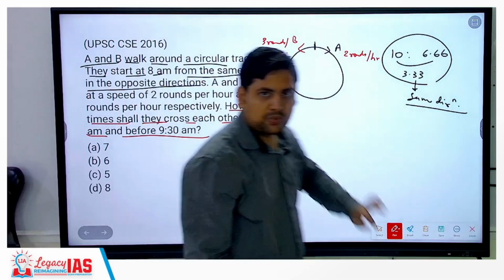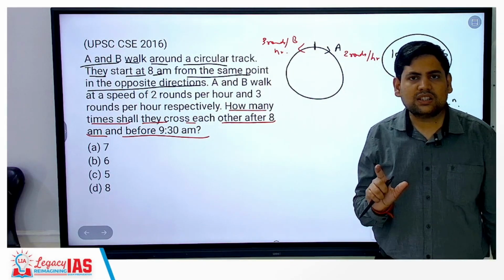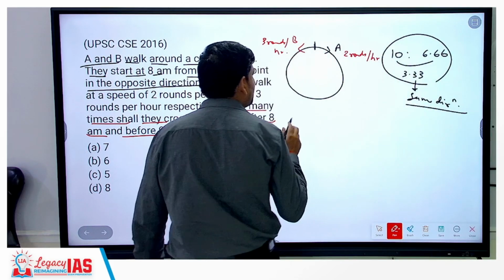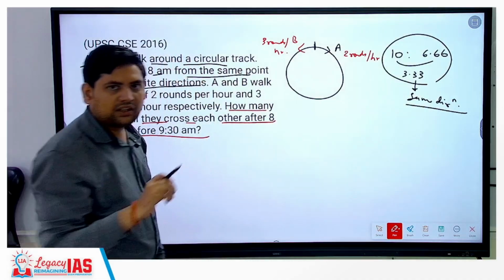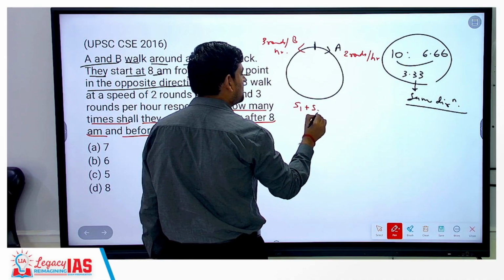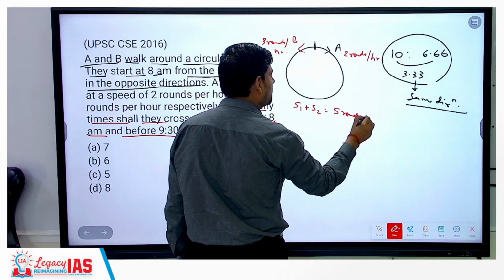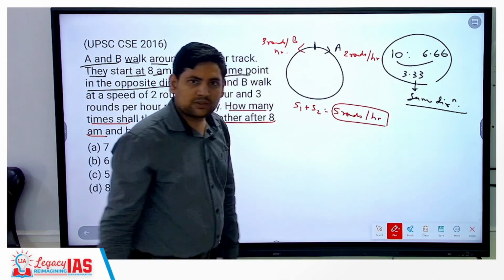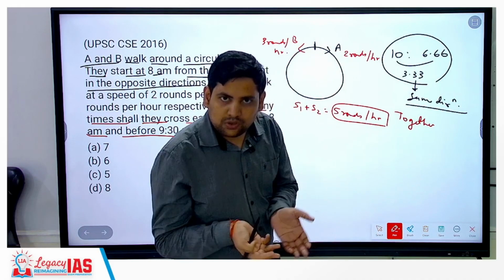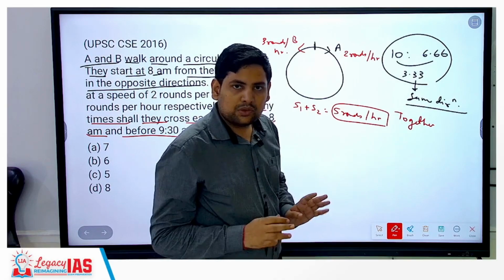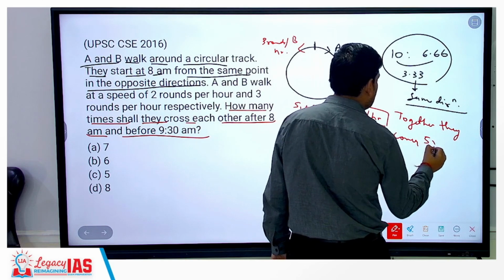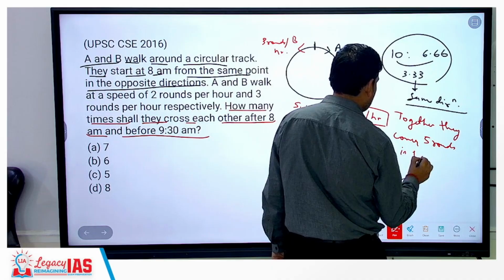Now they are moving in opposite direction. Some time duration is given to you, that is the time duration is 1.5 hours. How many times will they meet? Now see this, together they have to complete one circle, correct? So here the speeds will be added, S1 plus S2, you get 5 rounds per hour. This means what? Together, if I add whatever work both of them do, together they cover 5 rounds in 1 hour.